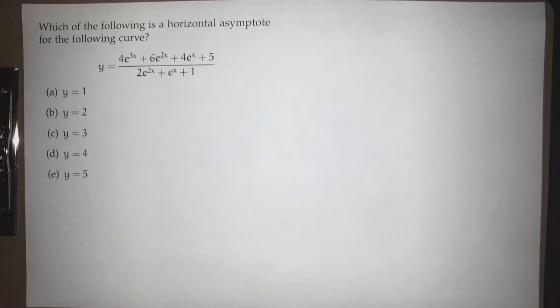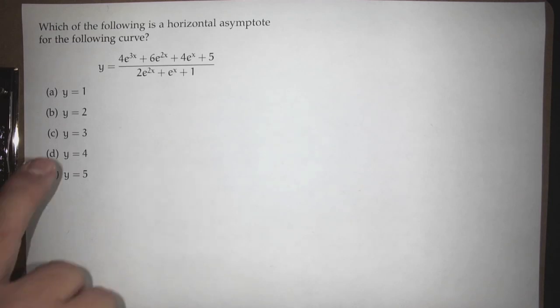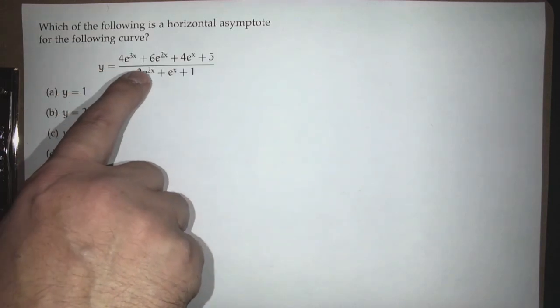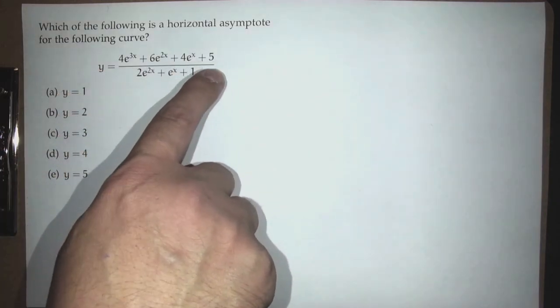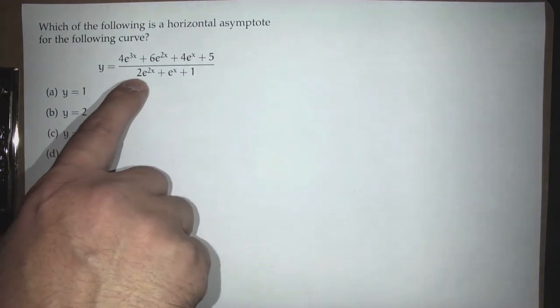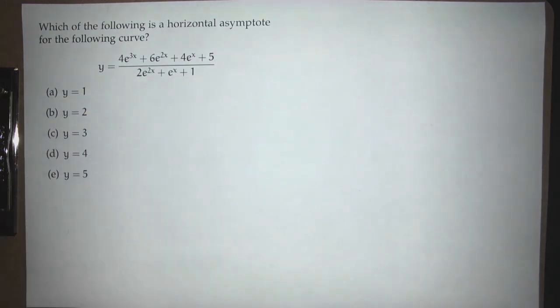Which of the following is a horizontal asymptote for the following curve? So our curve is y equals, and then on the numerator, 4e^(3x) plus 6e^(2x) plus 4e^x plus 5. Downstairs, 2e^(2x) plus e^x plus 1. And our choices are y equals 1, y equals 2, y equals 3, y equals 4, and y equals 5.